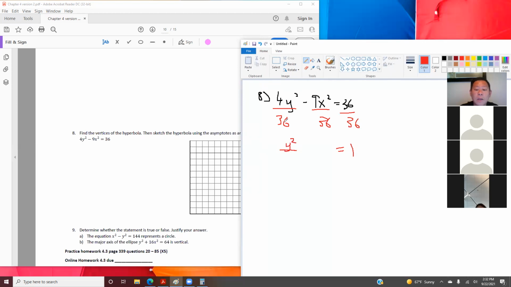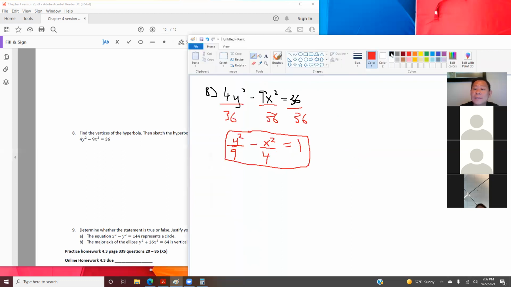Can someone reduce what is 4 over 36? 1 over 9. So 1 over 9. And again, that 1 you can erase, or you can leave it there. It's up to you. How about the next one? 9 over 36. Can someone reduce the x one? 1/4. So again, the 1 up here you can erase. So this is the equation of the hyperbola that you have.